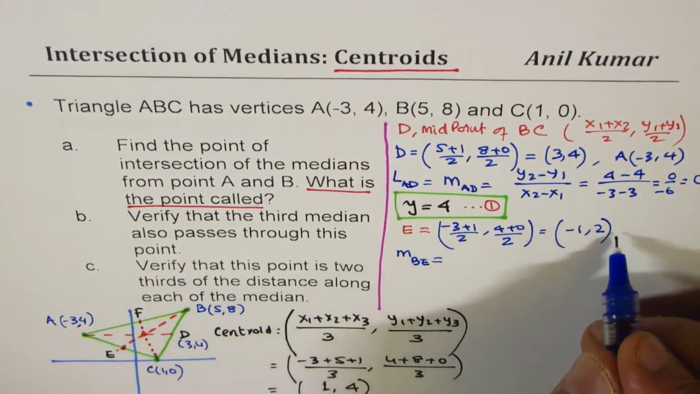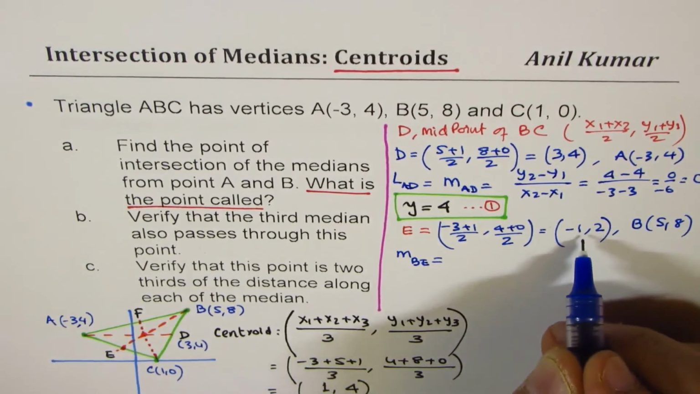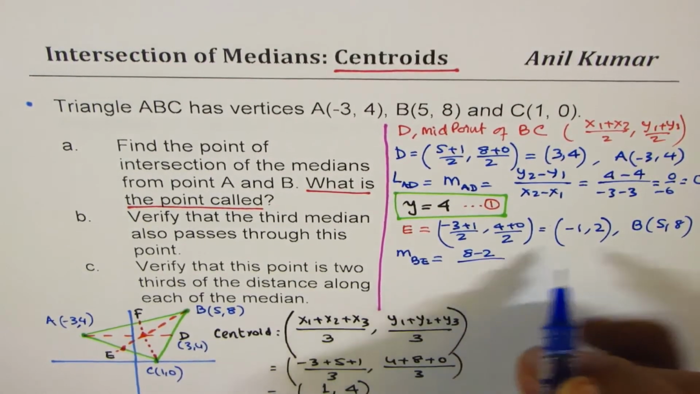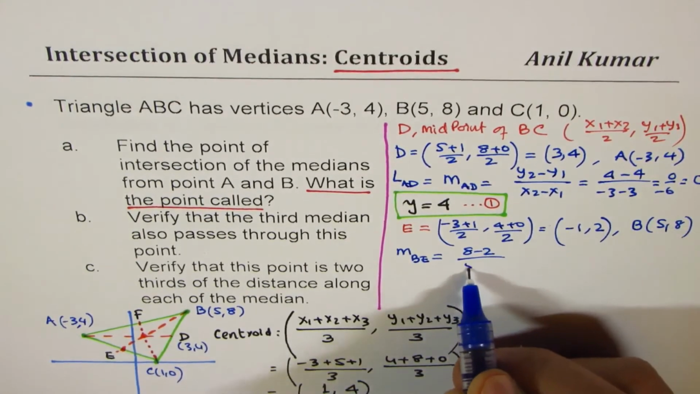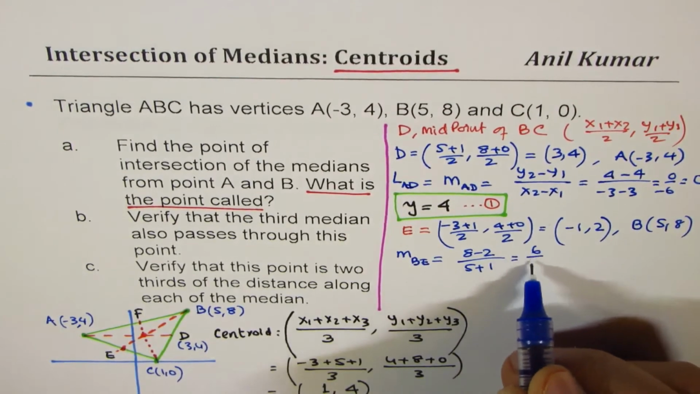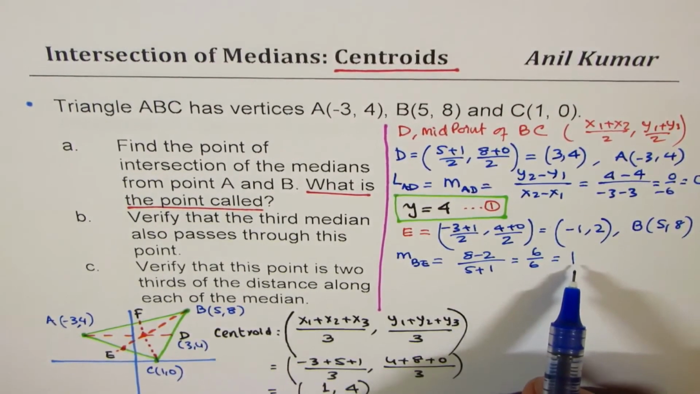So we get the coordinates of E as minus 1 and 2, and that gives us the slope of BE. We are now looking at point B, which is 5 and 8, and this is point E. y2 minus y1, which is 8 minus 2, divided by x2 minus x1. 5 minus minus becomes plus. 8 minus 2 is 6. 6 over 6 is 1. So the slope is 1.